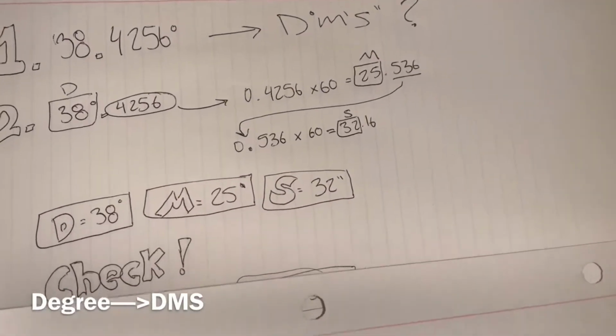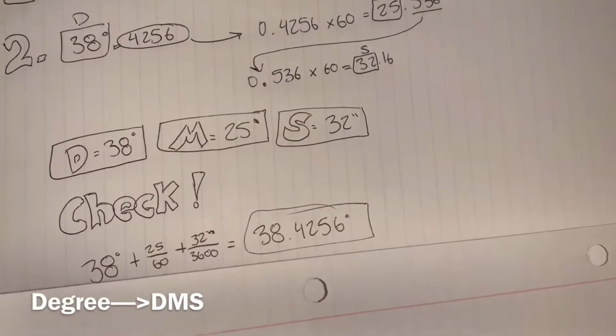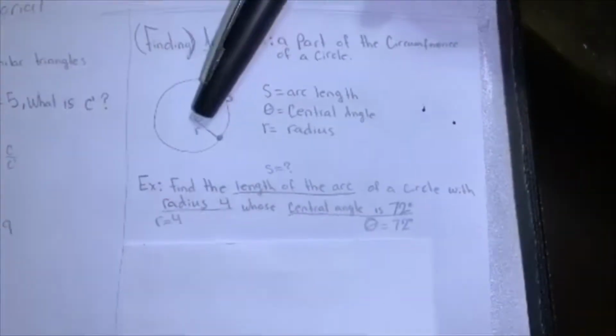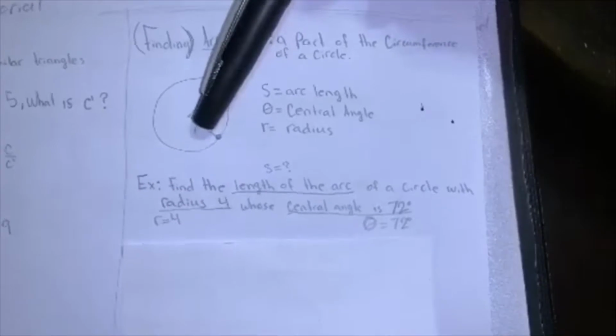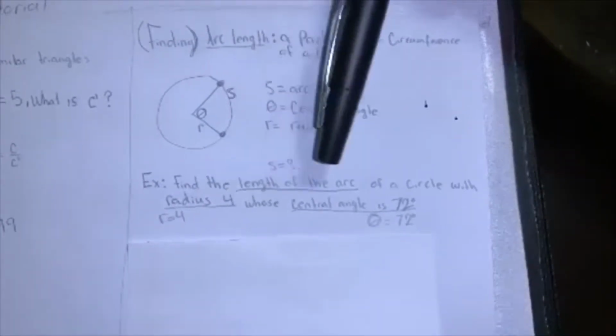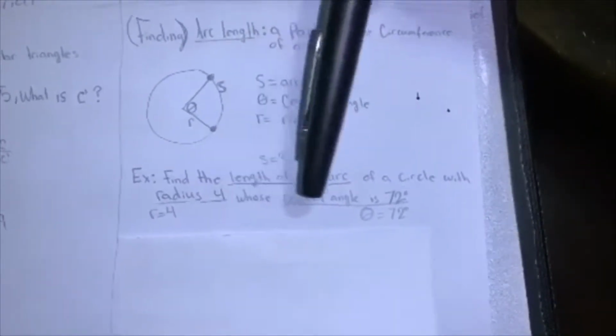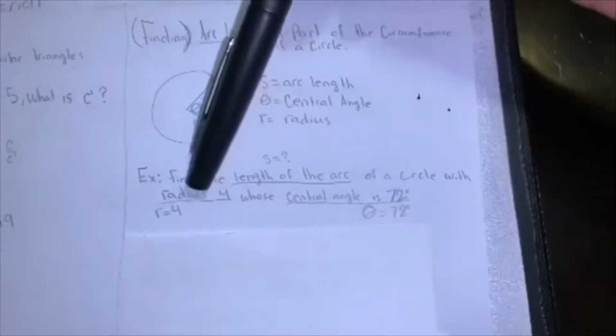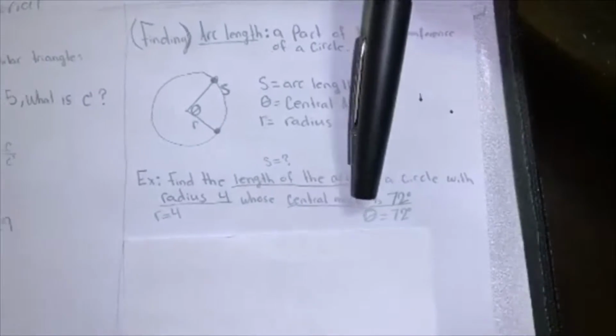And then if you want to be extra, you can go ahead and check that by using the same formula you used to get the same answer. S equals arc length, theta equals central angle, r equals radius. The example says find the length of the arc of a circle with a radius 4 whose central angle is 72 degrees. This means we have to find S, this equals the radius, and this is our theta.